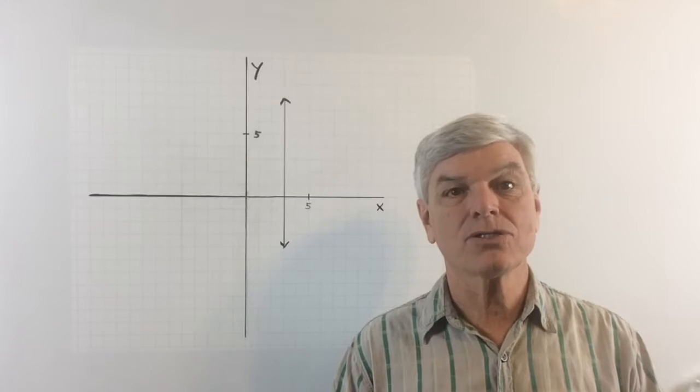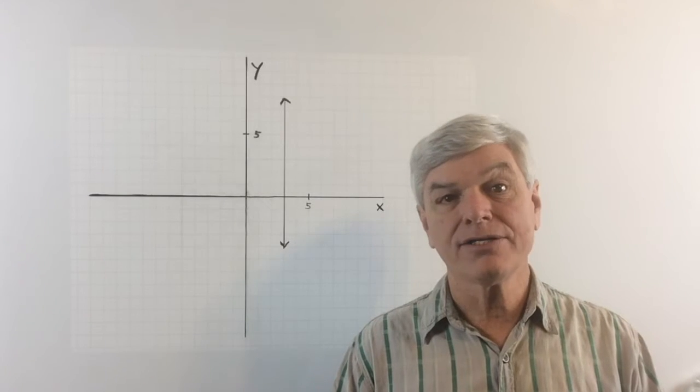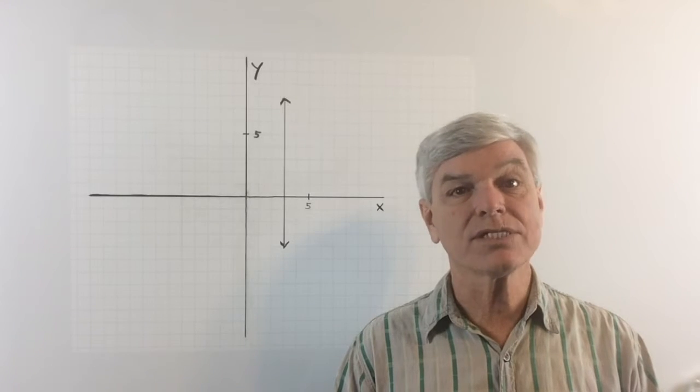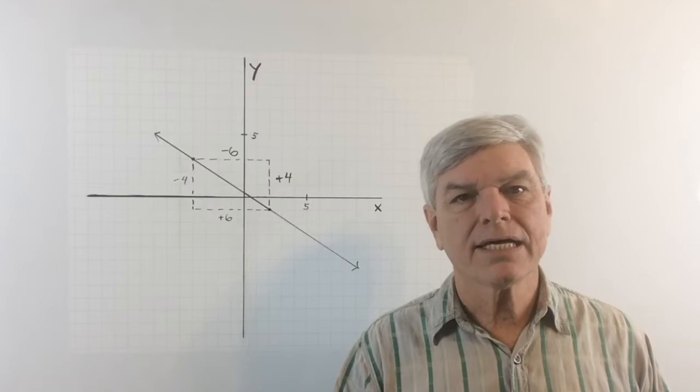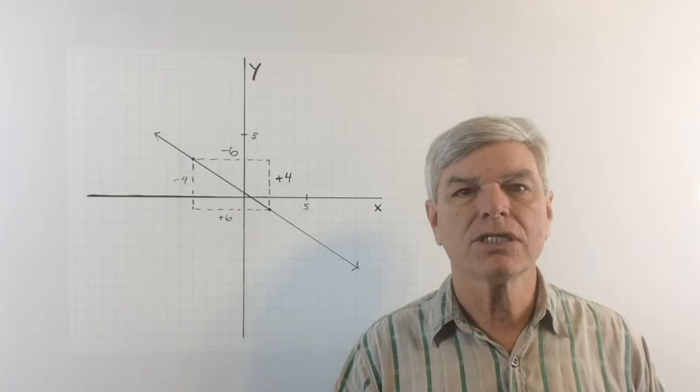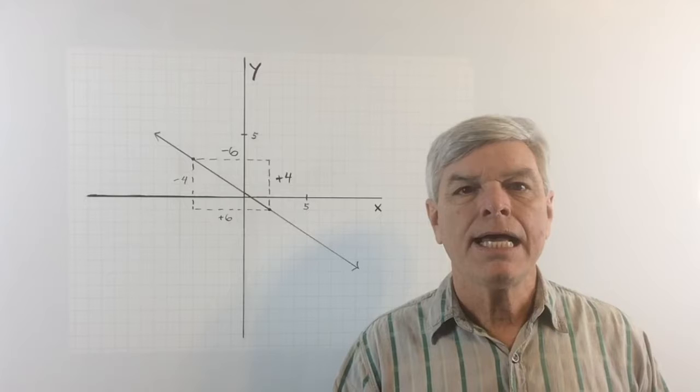This is a no slope or undefined. So you can say undefined or no slope, but that does not equal 0. So let's calculate the slope if they give us 2 points. Let's go back to the first line that we drew.